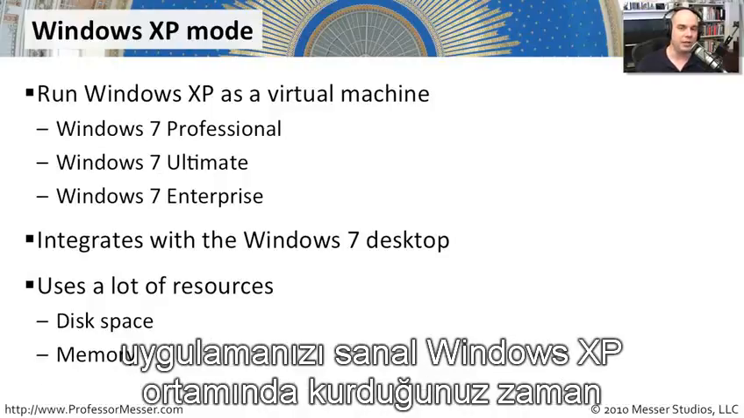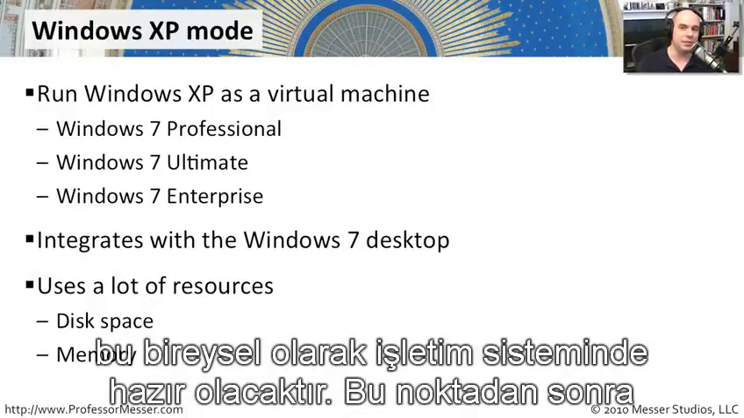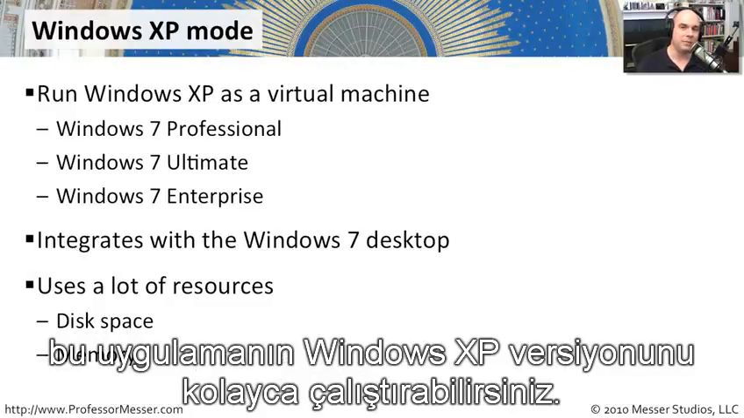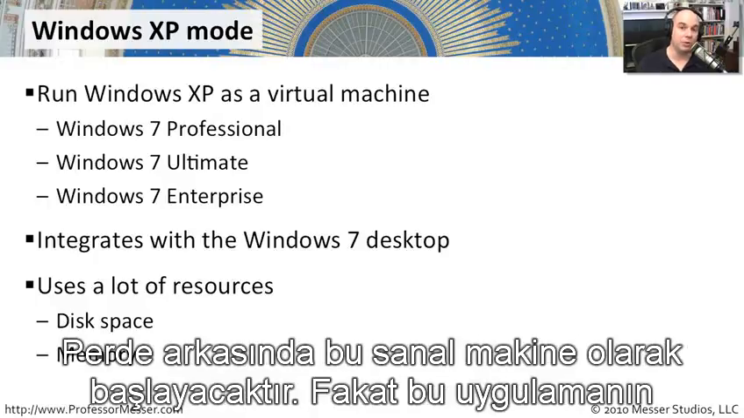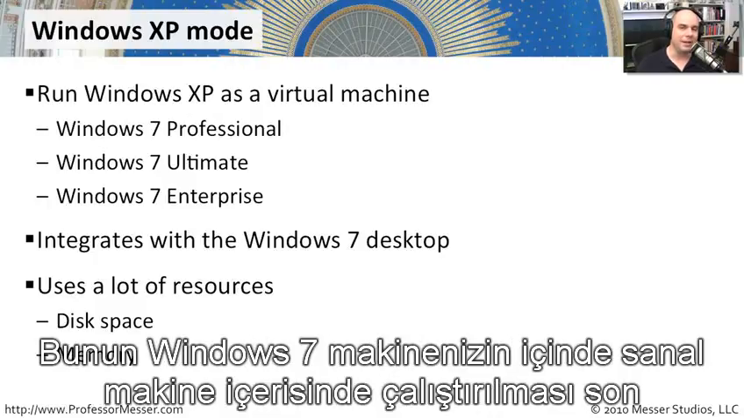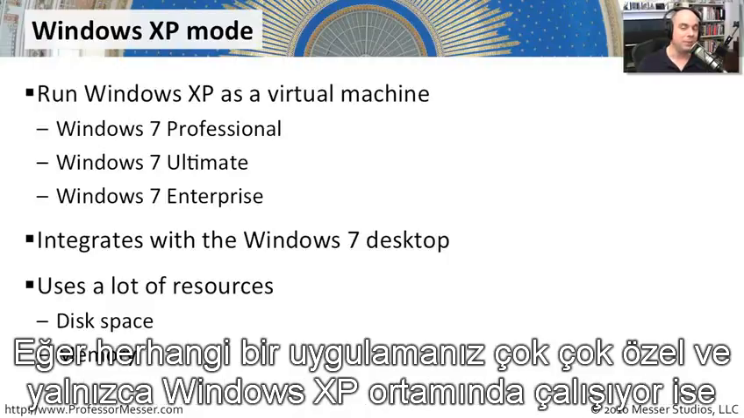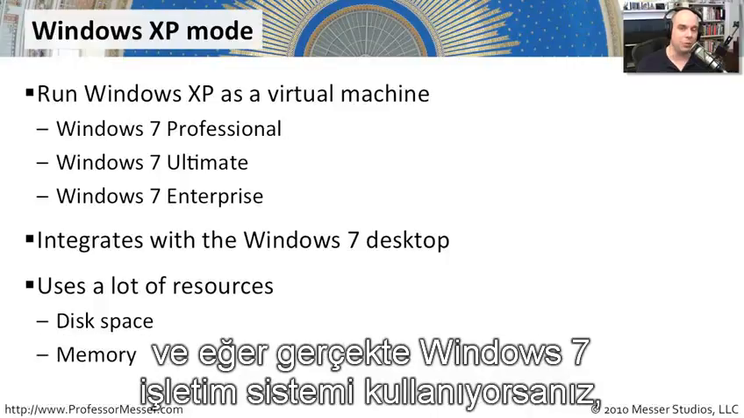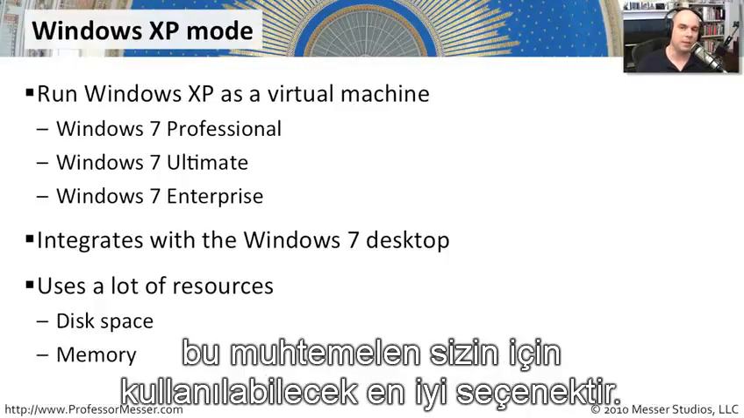When you install an application in your virtual Windows XP environment, it also becomes available to run just as an individual app. And from that point forward, you can simply run the Windows XP version of that application. Behind the scenes, it starts up the virtual machine, but all you really see is that application running the way you would expect. So it's a very, very nice, seamless way to run a virtual machine inside of Windows 7. And if your particular application is very, very particular and it will only run on a real Windows XP operating system, this is probably a very good option for you to use.